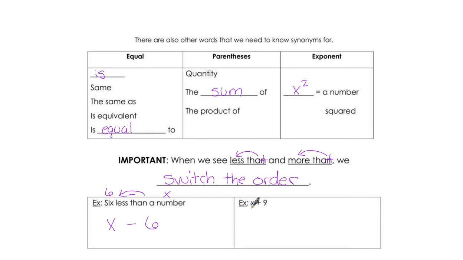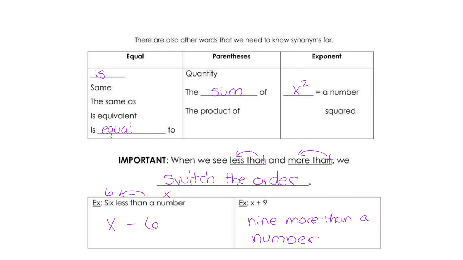Now here's an example. We have the expression first, and we need to write it in words. We need to switch the order, so 9 more than a number. So notice we switched the order. The 9 had to come first. 9 more than means our addition. A number is our variable.